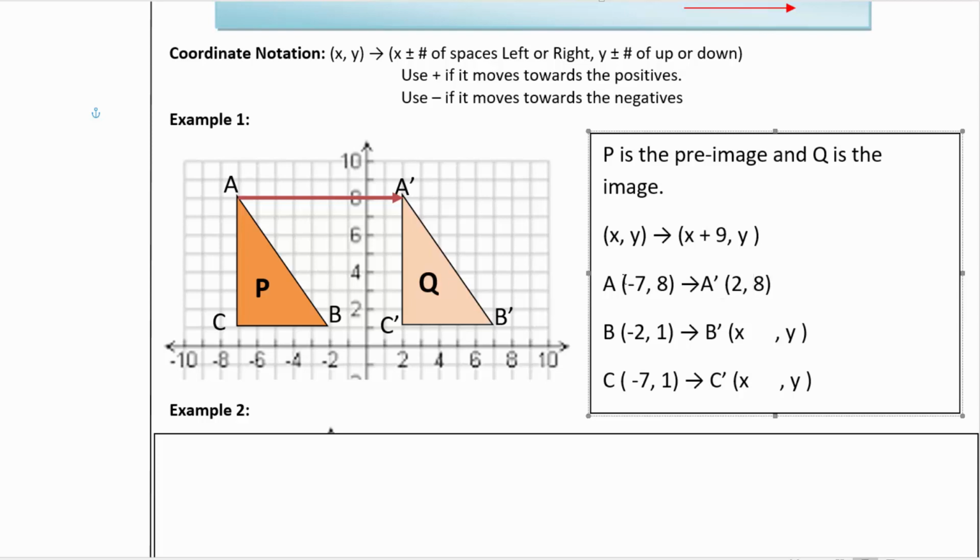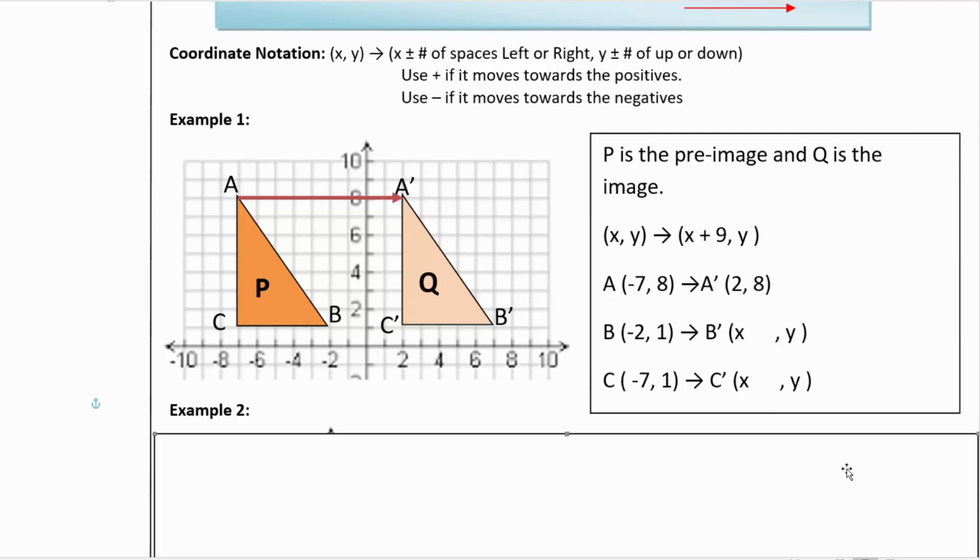So after the translation of 9 places to the right, of sliding 9 places to the right, the original point A was at -7, 8, but it slid, and now A prime is at the point 2, 8. And we can confirm on our graph that A prime is located at 2, 8.